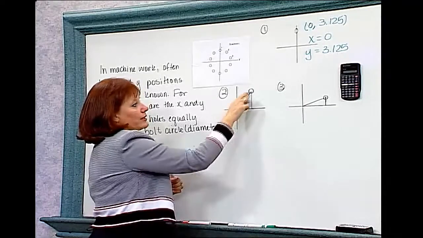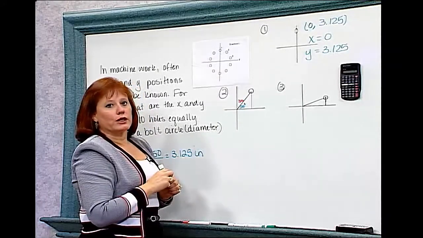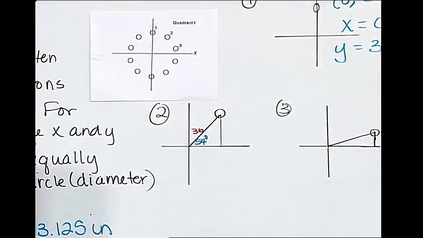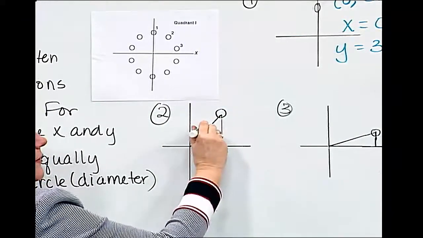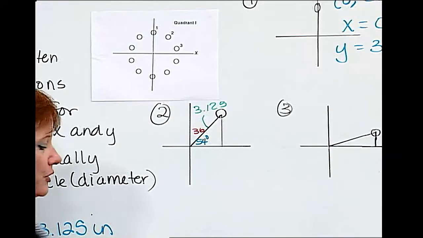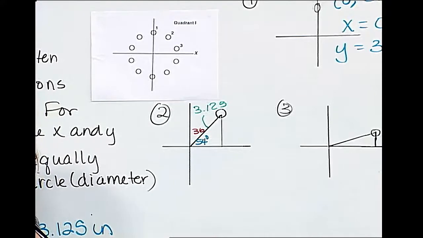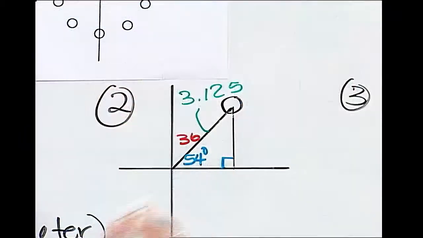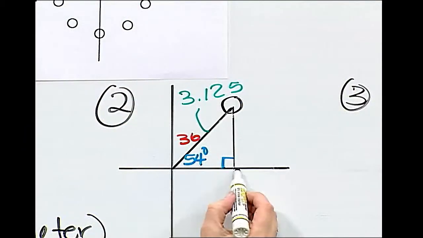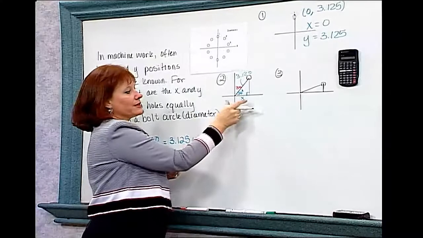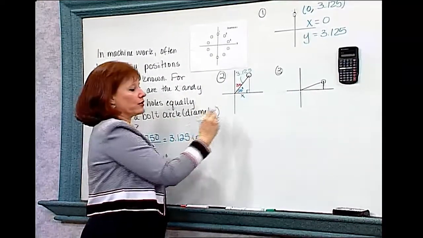I also know that the radius of this particular circle is 3.125 inches. That means the hypotenuse of this triangle is 3.125 inches. Now if I want to know the x and y coordinates, I'll use what I know about right triangle trigonometry. I realize that I have a right triangle here because I'm moving over on the x-axis and vertically on the y-axis. If I'm going to find the x coordinate, I need to use the cosine rule because this side is adjacent to the angle of 54 degrees.